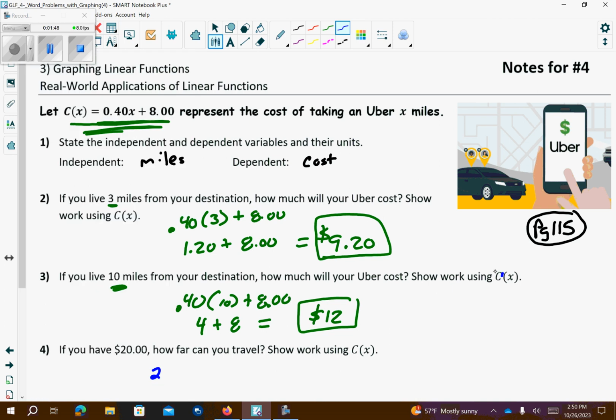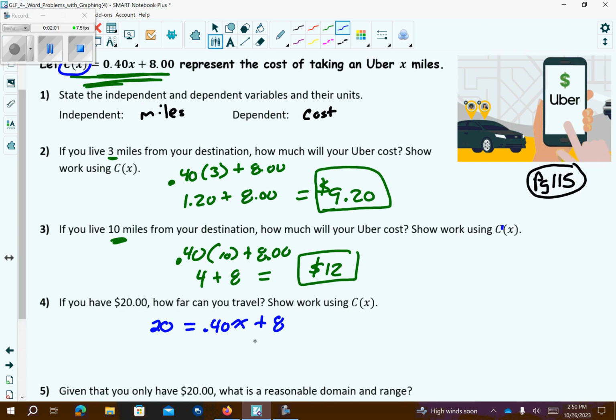And then we want to know, if I have $20, how far can I go? So 20 is going to go on for this, and then I'm going to solve the equation. I'm going to subtract 8 from both sides. That gives me 12 equals 0.40x.